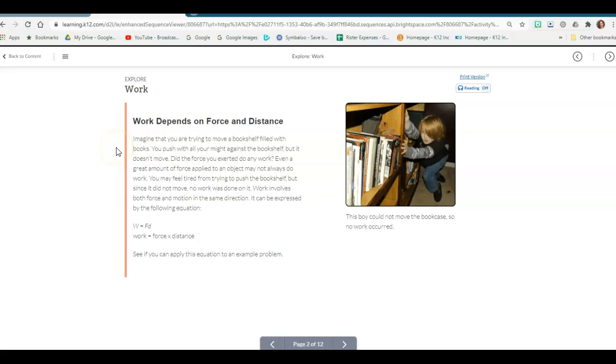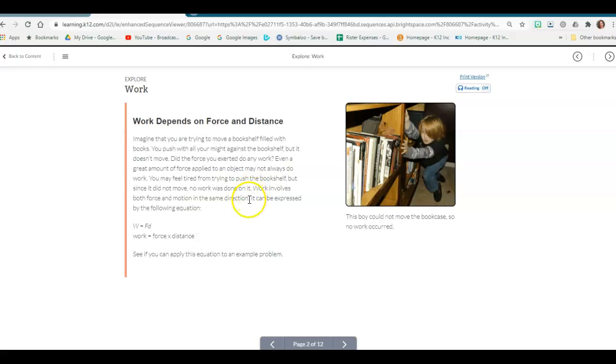Imagine that you're trying to move a bookshelf filled with books. You push with all your might against the bookshelf, but it doesn't move. Did the force you exerted do any work? So even if a great amount of force is applied to an object, it may not always do work. You may feel tired from trying to push the bookshelf, but since it did not move, no work was done. Work involves both force and motion in the same direction.